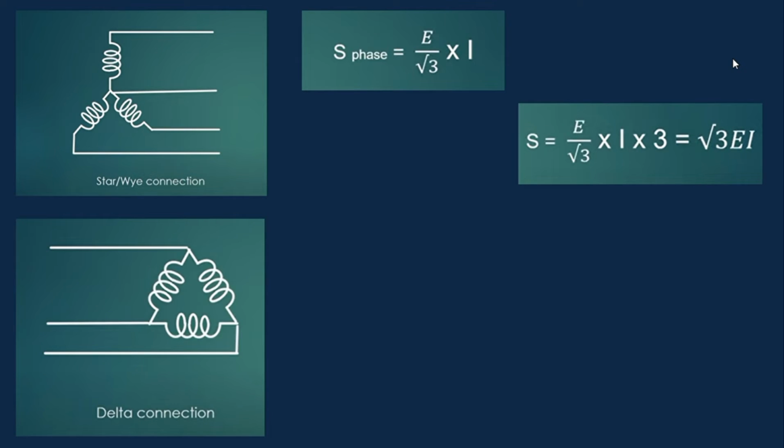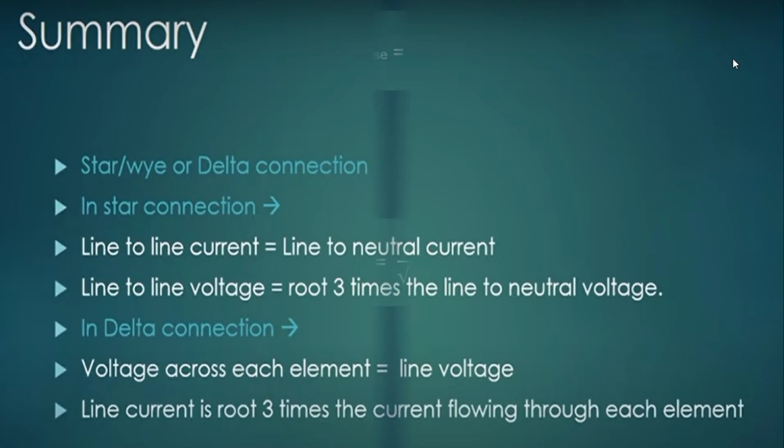Similarly, the power transferred by a single phase of the delta connection is given by this formula. Multiply this by 3 to calculate the power transmitted by three phases and you'll get the same result as the star connection. And this proves that the power transmitted by both connections is the same.